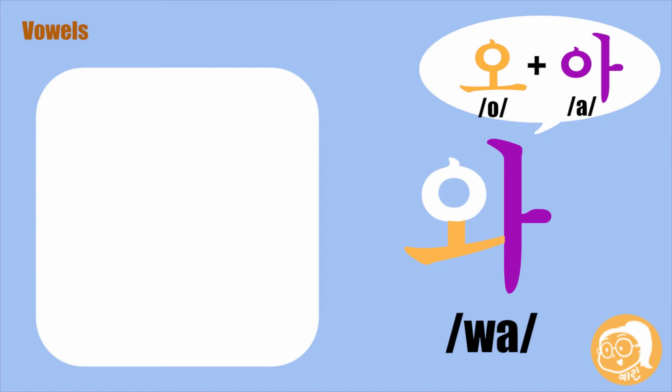Look at this syllable. You can figure out this vowel is a combination of two basic vowels. The orange one sounds like o, and the purple one sounds like ah. Please try to pronounce them quickly, like wa.